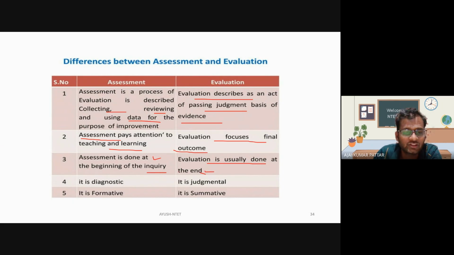That is the evaluation. Assessment is diagnostic. Diagnostic means where the lacunas are, where the problems are. Based on the assessment, we can diagnose the problems. But evaluation is judgmental. Evaluation means we are giving the judgment. इसमें diagnose कुछ नहीं होता है. Whether it is good or not, whether it is pass or fail, the judgment is given. Assessment is formative. Evaluation is summative. You will understand formative, summative in the next concept.